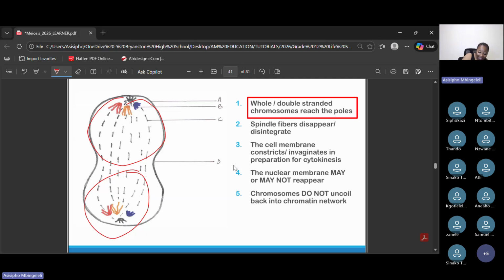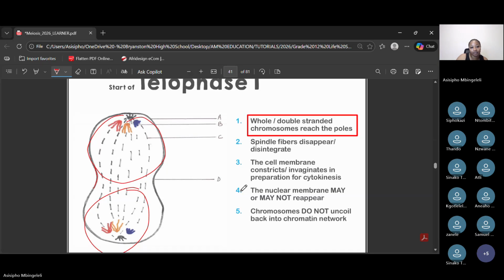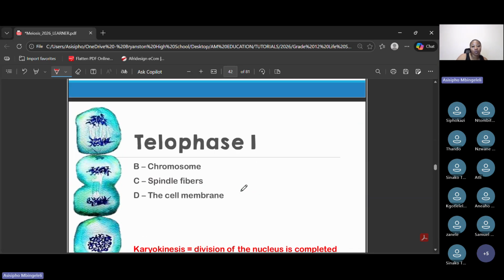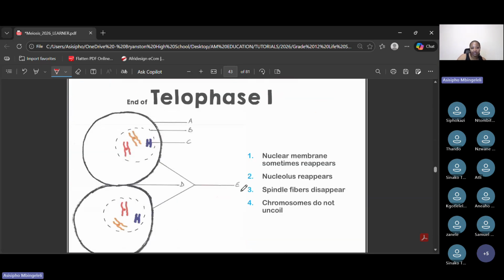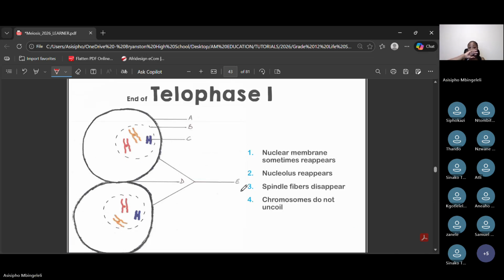Here at D, we can see the cell membrane constricting. That is telling us that there is a division of the cytoplasm. Eventually, we are going to have 2 cells. Now, what we need to note here is this is the end of telophase, and then we have 2 cells.